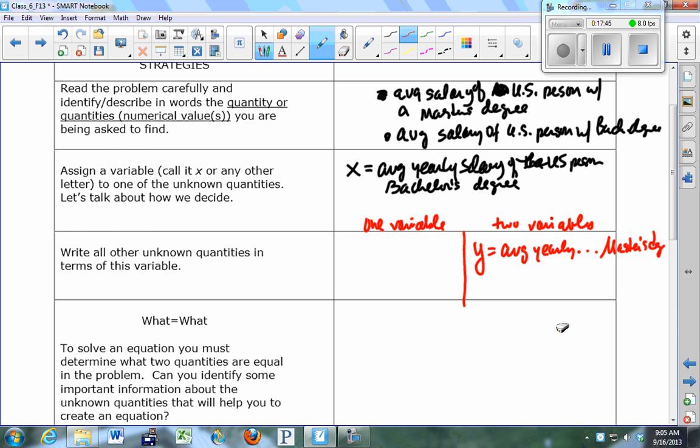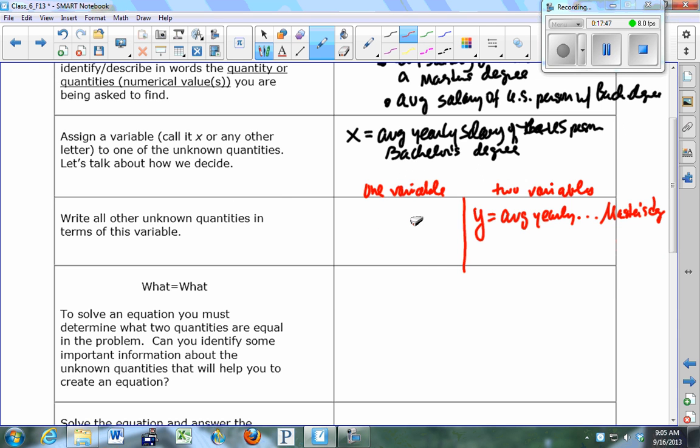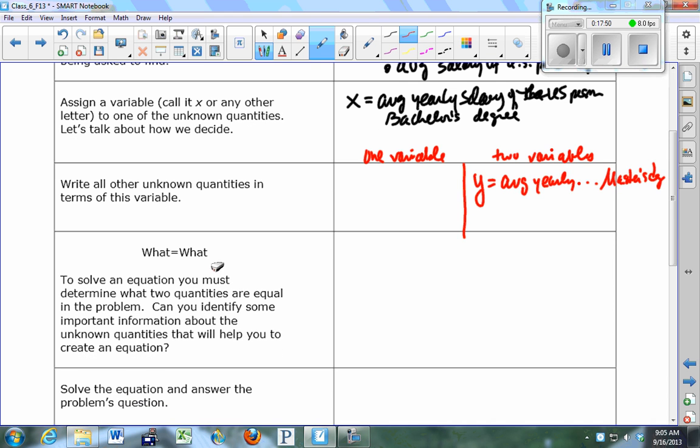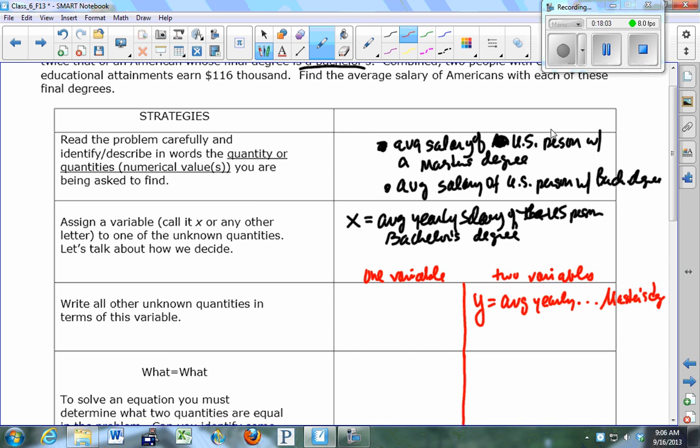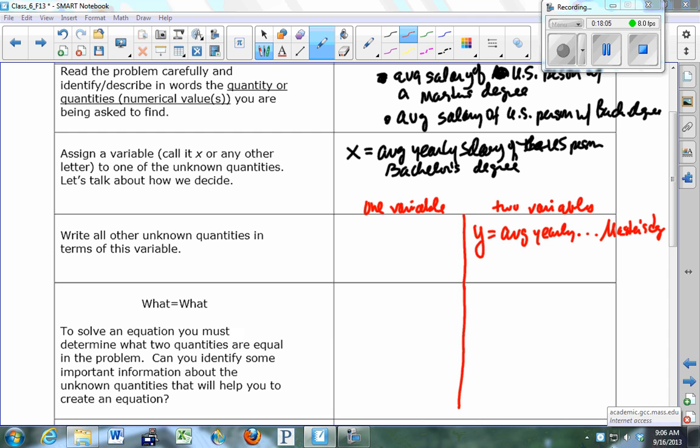Okay. And we still haven't settled on the one variable yet, but we'll get there. Now, what's equal to what here? Well, if you're going to introduce two variables, you need to come up with two equations. You have to have two what equal what's. So your first what equals what is that if you put these two salaries together, they're going to earn 116,000. So the average annual salary from your bachelor's degree plus the average annual salary from your master's degree is going to equal 116,000. But I can't solve that equation.